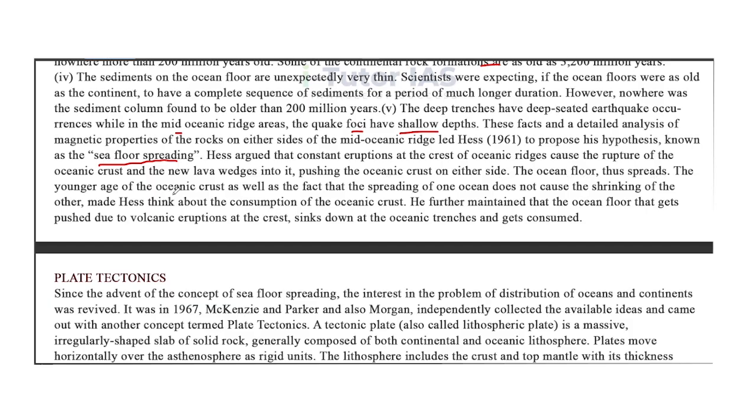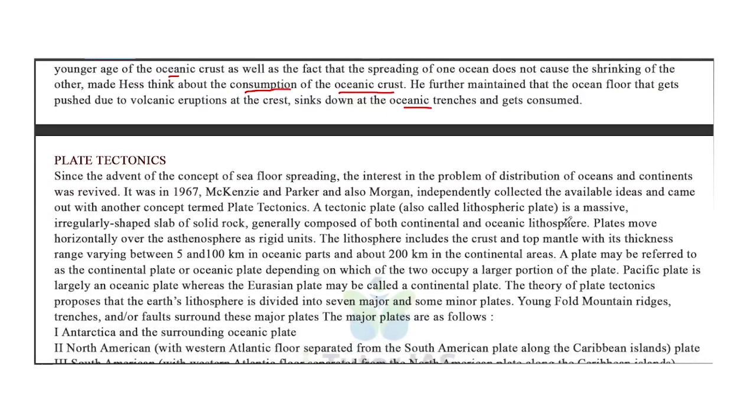The younger age of the oceanic crust, as well as the fact that the spreading of one ocean does not cause the shrinking of the other, made Hess think about the consumption of the oceanic crust. He further maintained that the ocean floor that gets pushed due to the volcanic eruptions at the crest sinks down at the oceanic trenches and gets consumed. Now, plate tectonics.